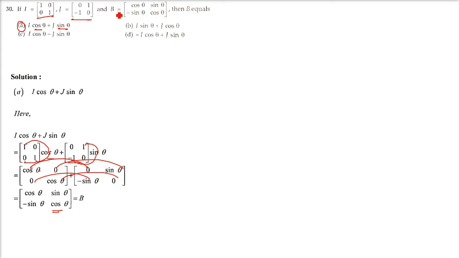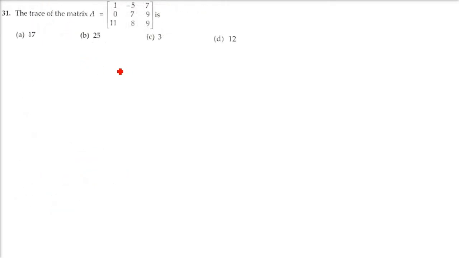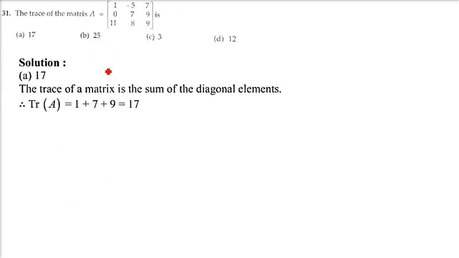So you have to see one by one, but we are fortunate that the first option itself has come. The trace of the matrix A. Now matrix trace is nothing but the addition of its diagonal. So can we find out the trace of any n by m matrix? The answer was 17 actually.